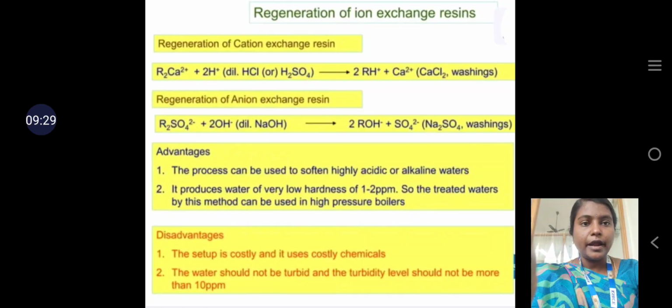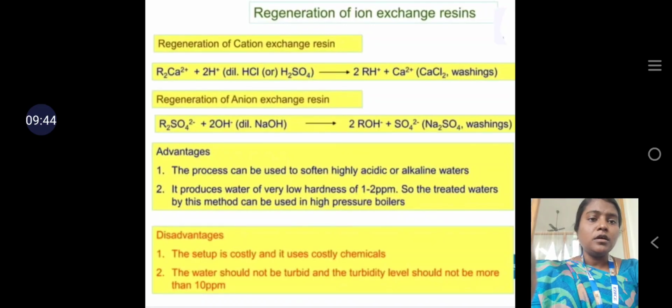As in the cationic regeneration, the anionic regeneration takes place. That means the anionic resins will be regenerated by adding diluted alkali. Here sodium hydroxide is given. You may take any alkali. So it is an efficient method, if you are considering that advantage.